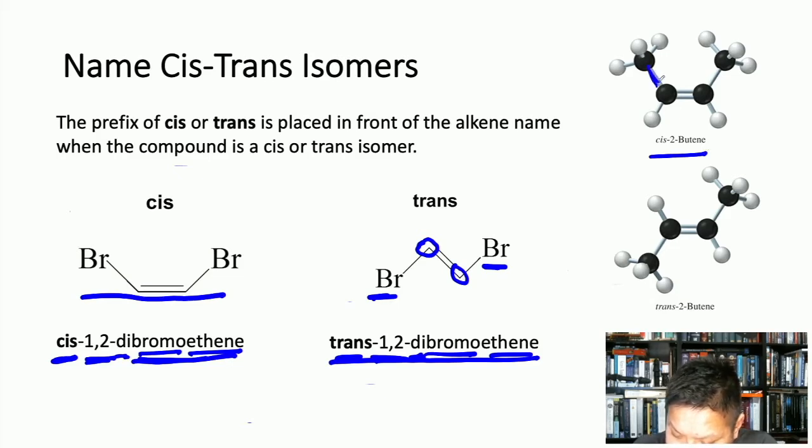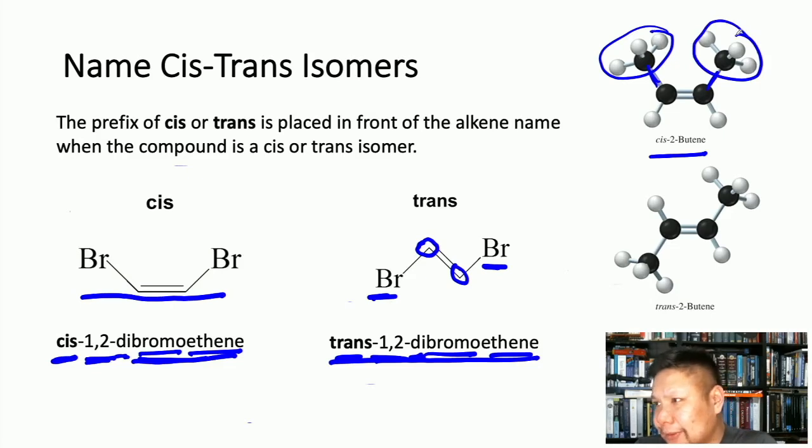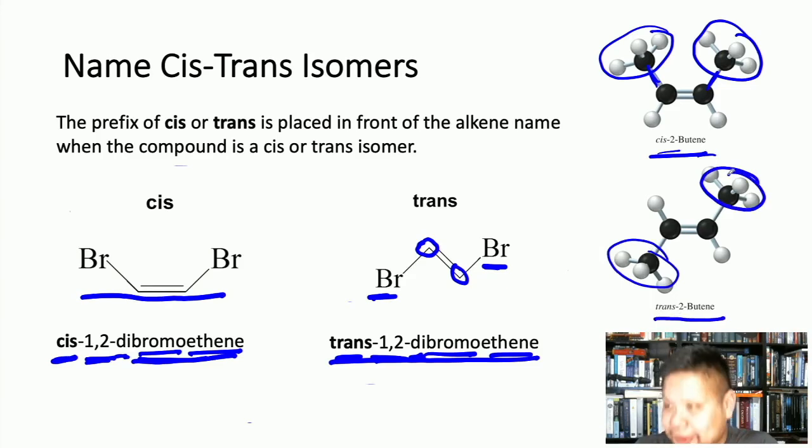But in this case, the substituents right here are not really substituents. They're just the rest of the molecule of butene. And both of the methyl groups of the butene are on the same side. So that's why it's cis-2-butene. Here it's trans-2-butene because the two methyl groups are on opposite sides, right? Opposite sides.